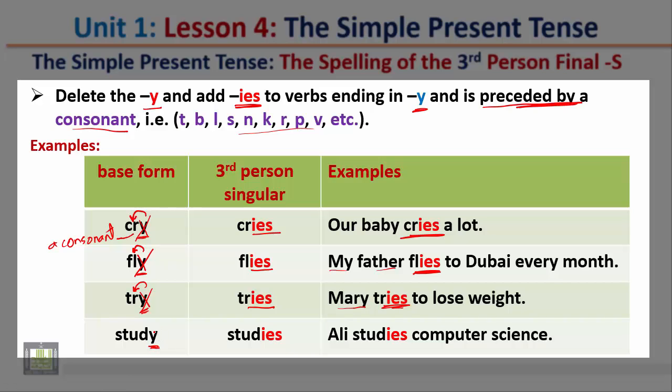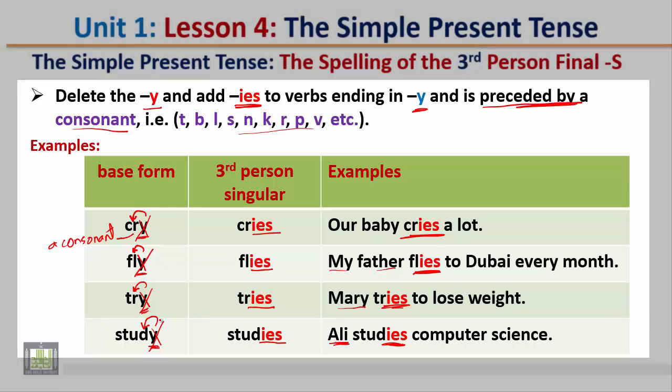Study ends in y, and the y is preceded by the d, and the d is a consonant, so we need to delete the y and add ies to the verb. Example, Ali studies computer science. So here, Ali is a singular noun, so we need to add ies to the verb. So if the verb ends in y, and this y is preceded by a consonant, delete the y and add ies to the verb.